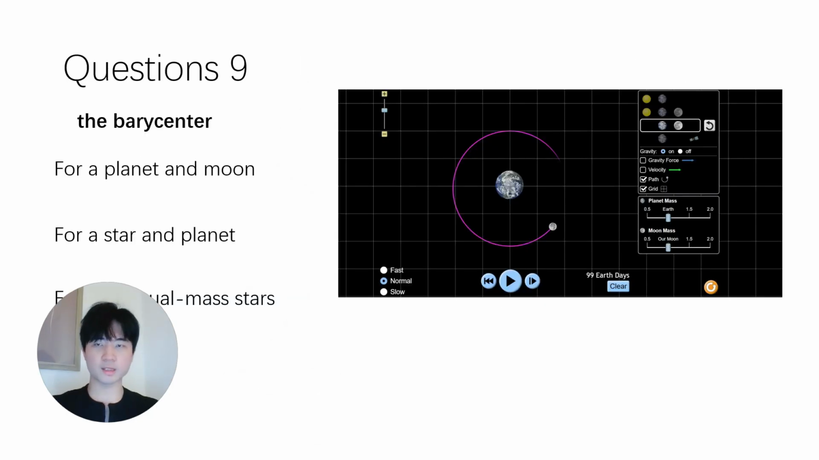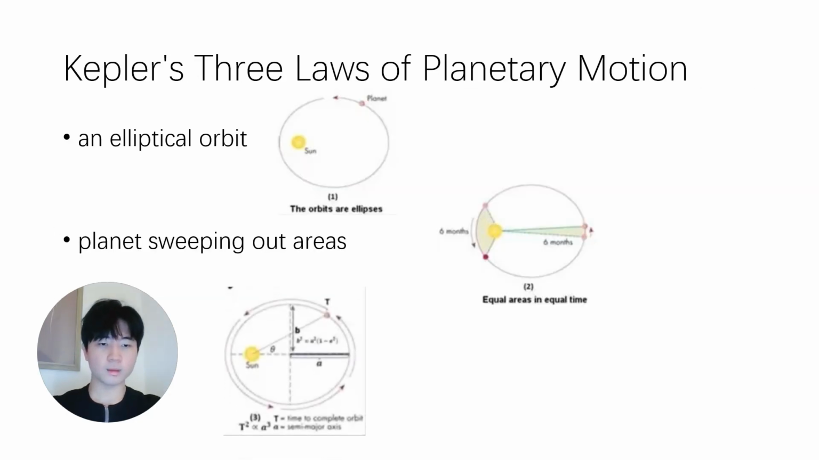The third law is the harmonic law. The square of the orbital period is proportional to the cube of the semi-major axis.